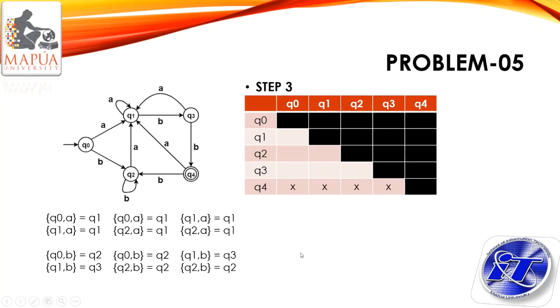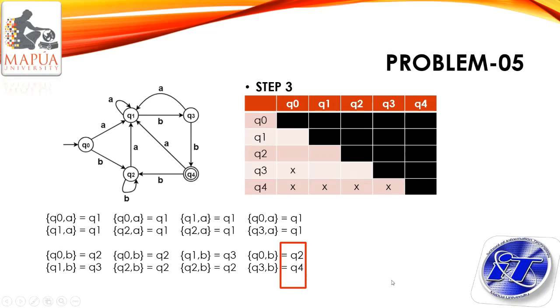So let's proceed with Q3, Q0. Q0 at A will go to Q1, Q3 at A will go to Q1. Q1 is not marked. So let's proceed with B. Q0 at B will go to Q2, Q3 at B will go to Q4. Q2, Q4 is a marked cell. So therefore Q0, Q3 will also be marked.